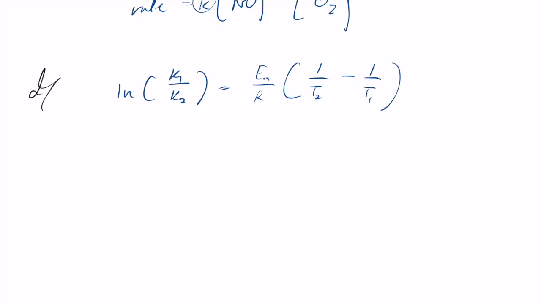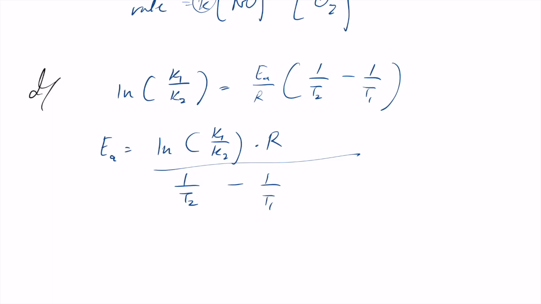Now we want to isolate for EA, so we can do that quite easily. So by algebra, what I got was ln K1 over K2 times R over 1 over T2 minus 1 over T1.